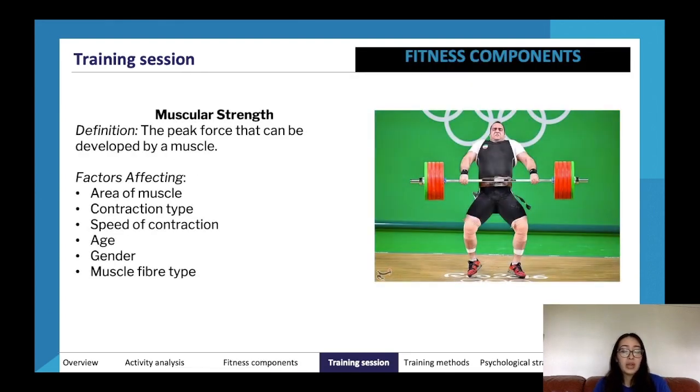So another health-related fitness component is muscular strength. This is defined as the peak force that can be developed by a muscle. So factors affecting it include the area of muscle. So if you've got a larger area of muscle, you've got a lot more contractile fibers, which can create a greater muscular strength. So all those fibers can build up the strength or the peak force before they actually contract properly. So a greater area means more muscles actually contributing, therefore you've got a higher amount of strength being produced. Contraction type is another one.